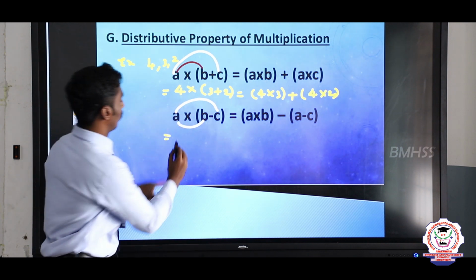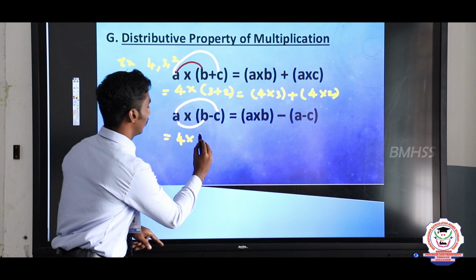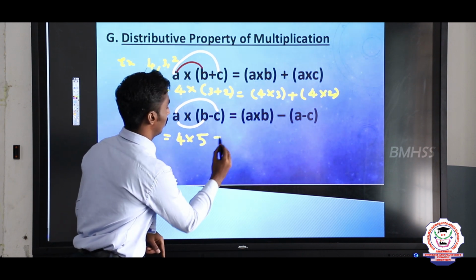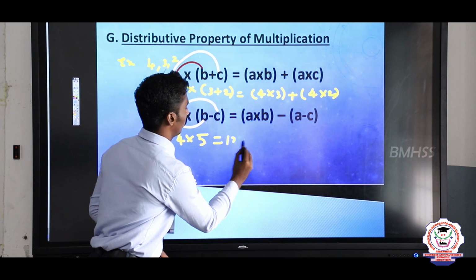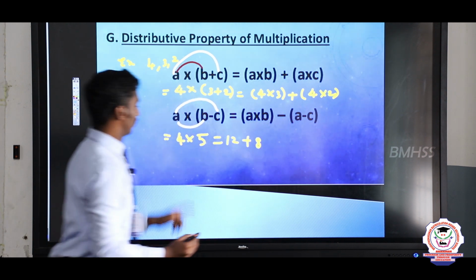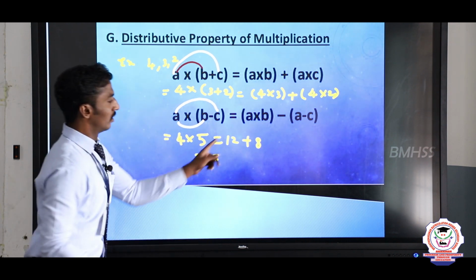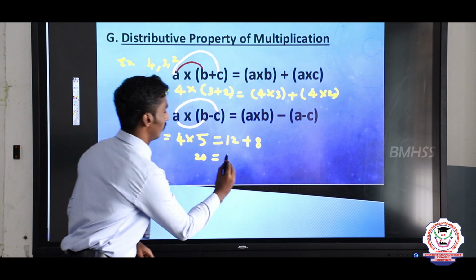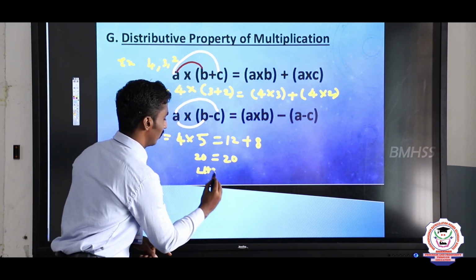Listen, 4 into 3 plus 2, we get 5. 4 into 5 is 20. Equal to 4 3s are 12 plus 4 2s are 8. 12 plus 8 we get 20. So LHS equal to RHS.